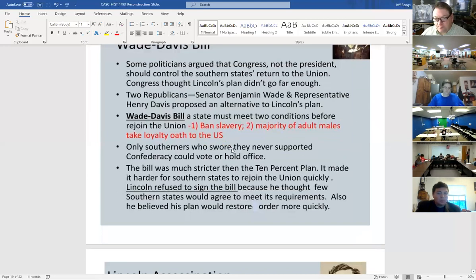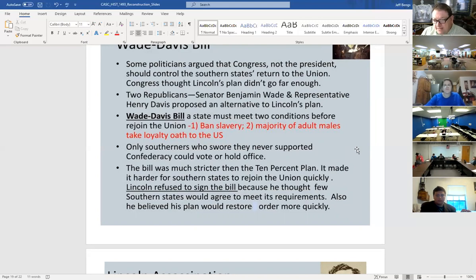I like this little provision here. Only Southerners who would swear that they never supported the Confederacy could vote or hold office. So that seems kind of silly. How could you know if someone was telling the truth or not? Oh, I never supported the Confederacy. But it was a little stricter.